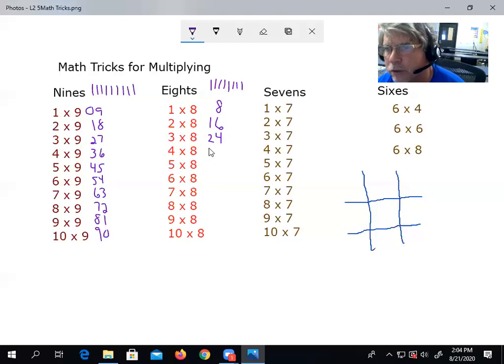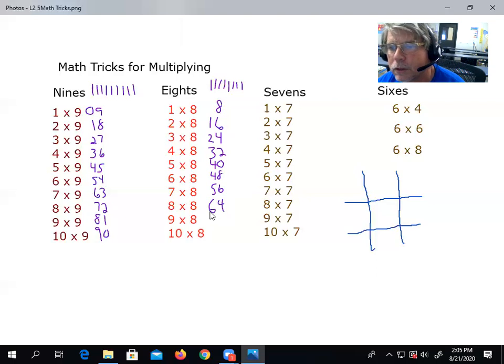So 4 times 8 would be 32. 5 times 8 would be 40. 6 times 8 would be 48. 7 times 8 is 56. 8 times 8 is 64. 9 times 8 is 72. And then, of course, 10 times 8 would be 80.